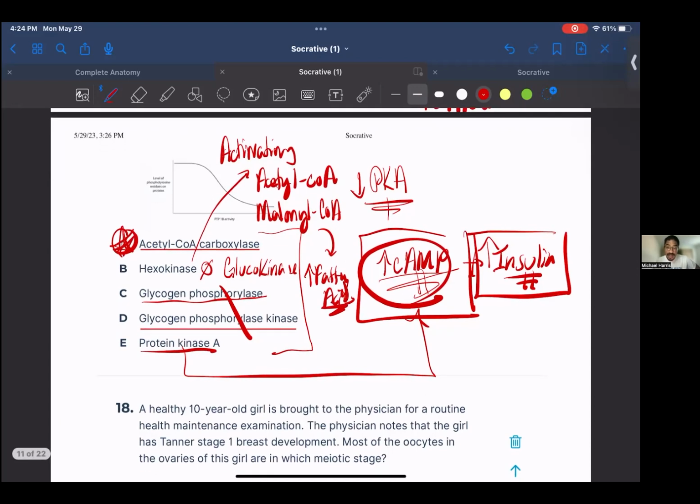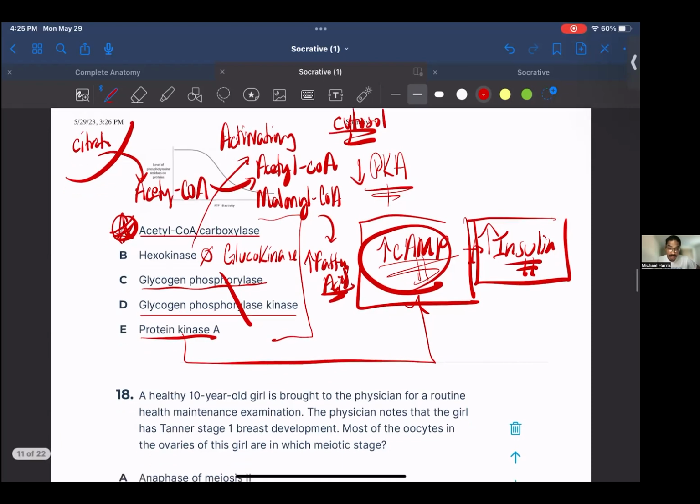So this does not happen in the mitochondria. What ends up happening is that you take citrate, you pump it out of the mitochondria into the cytosol, my bad. And then this turns into acetyl-CoA to then get activated in this process. Okay? So this happens in the cytosol, not the mitochondria. But good attempt on it. Okay, so let's keep going.